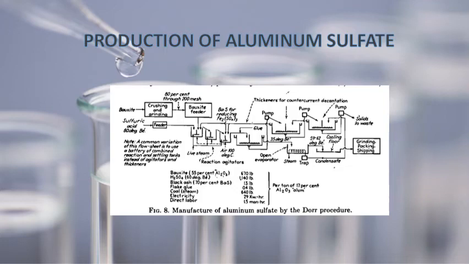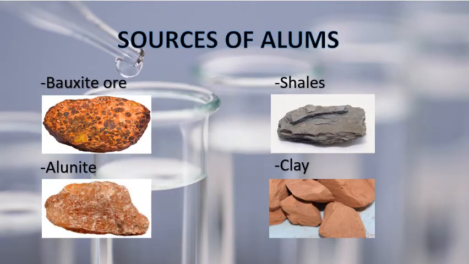The mixture from the reactors is sent through a series of thickeners, which is operated countercurrently, and removed undissolved matter and thoroughly washed the waste so that when discarded, it will contain practically no alum, or bauxite, or shales, alunite, and clay.